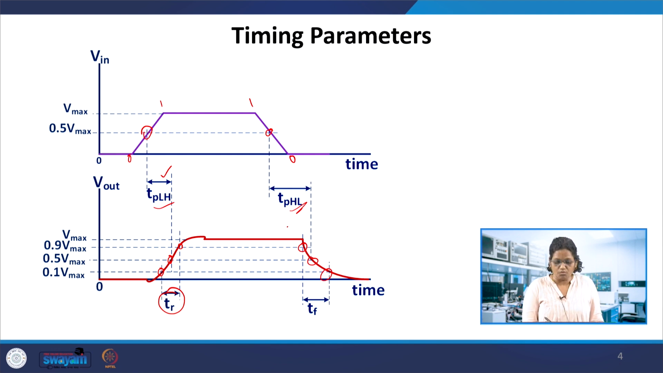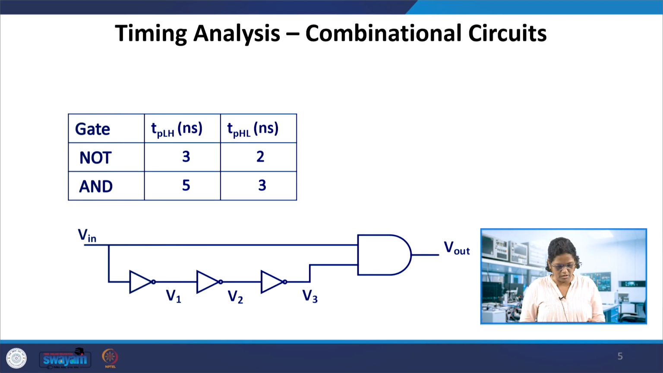Similarly, we have fall time, that is from 0.9 Vmax to 0.1 Vmax in the falling edge, when the output transitions from 1 to 0. This is the fall time, from 90% to 10%. These are the timing parameters involved in the circuits. The combinational circuit can be understood from that.